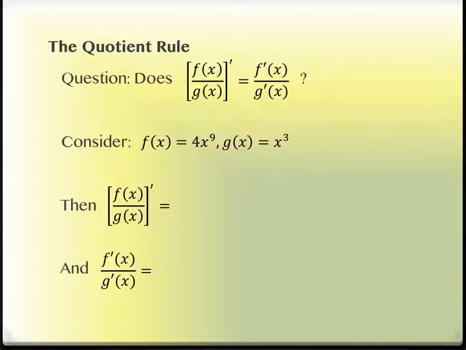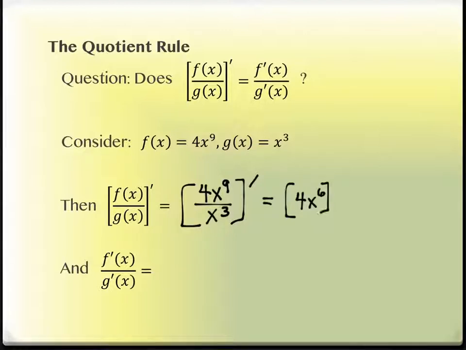So I have 4x to the 9th in the numerator and x cubed in the denominator. And then I'm going to take my derivative when I'm done. So what is the simplification of 4x to the 9th over x cubed? How would that simplify? 4x to the 6th. And what's the derivative of 4x to the 6th?